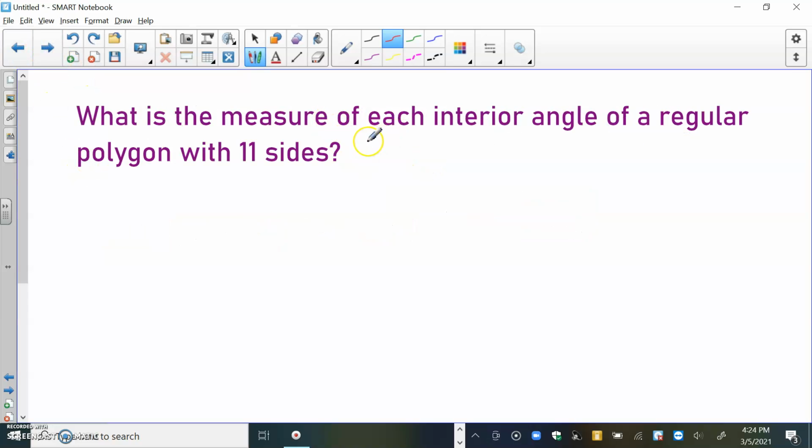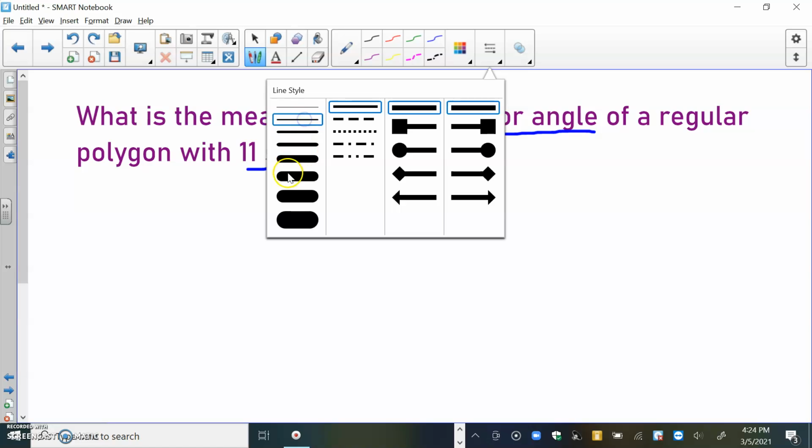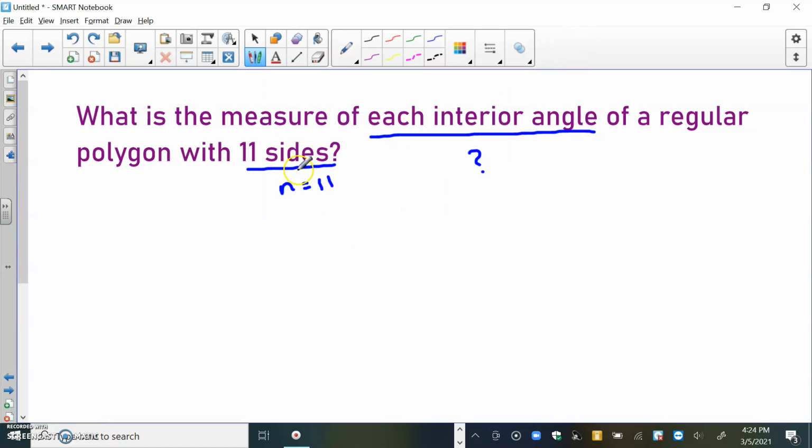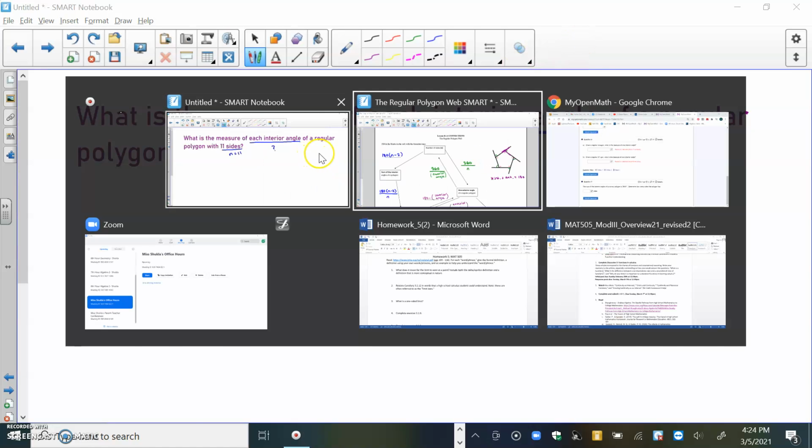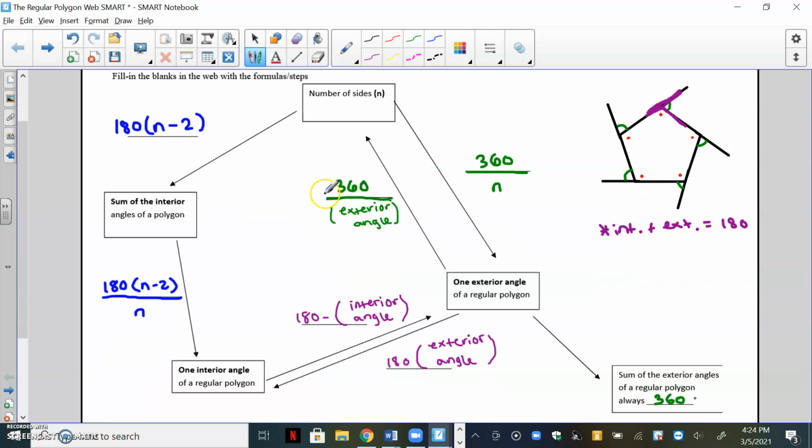What is the measure of each interior angle? That's what we're looking for. And we know that we have 11 sides. That's n, and n is 11 here. So let's go back to our web and act accordingly. So we know that n is 11. So we're here, and we need to get to this box right here.